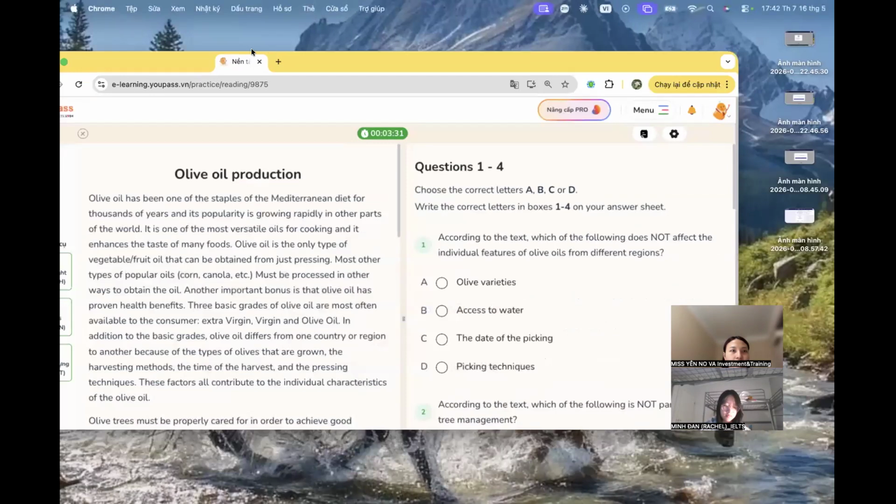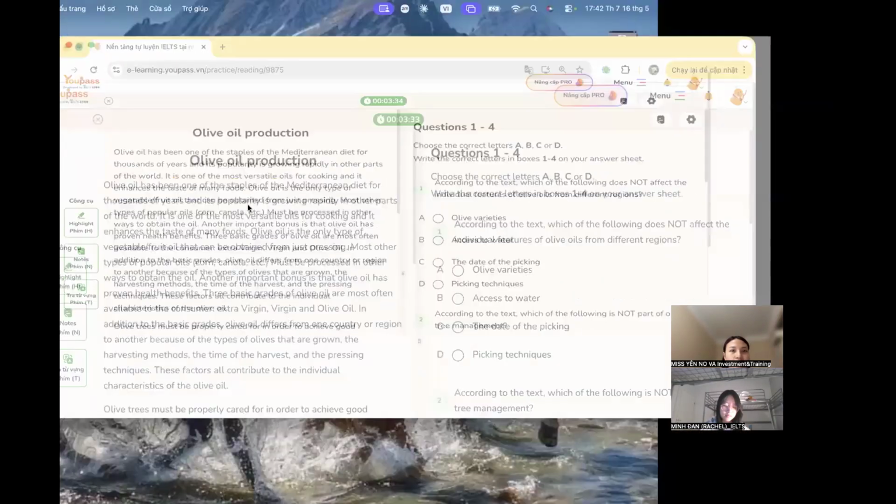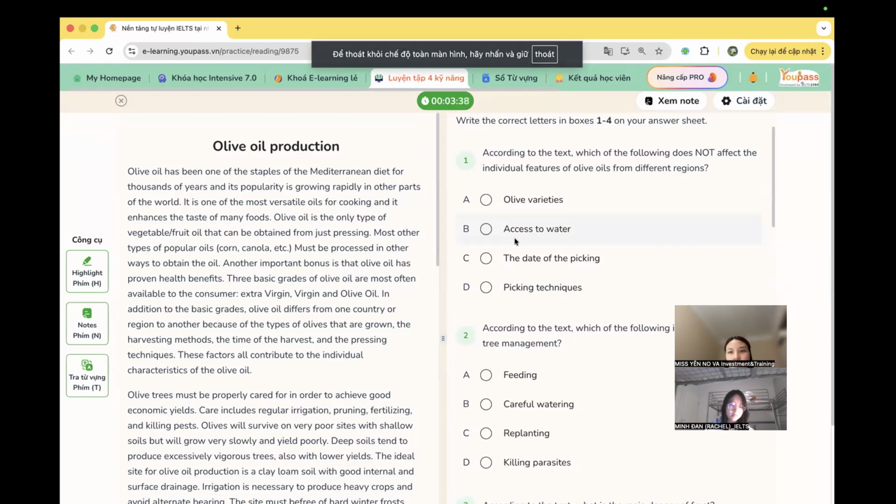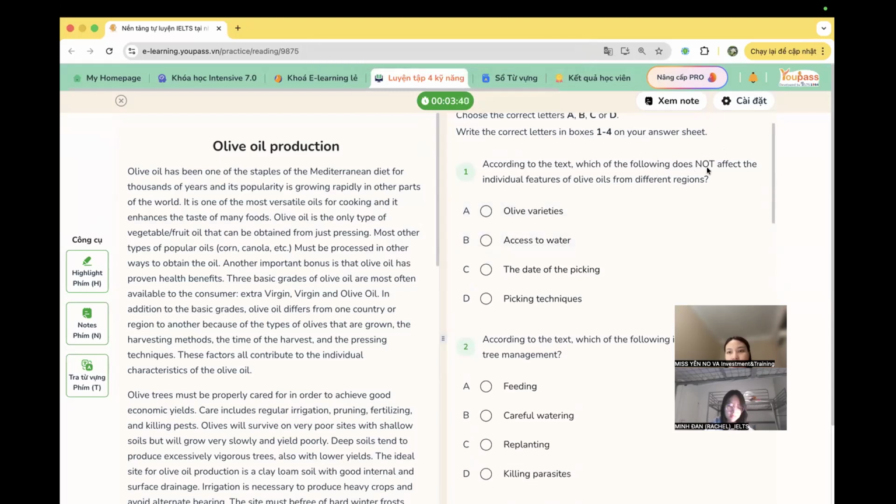Okay, we will start with this one first. Olive oil production. According to the text, which of the following does not affect the individual features of olive oil from different regions? Varieties, access to waters, the day of picking, or the techniques.